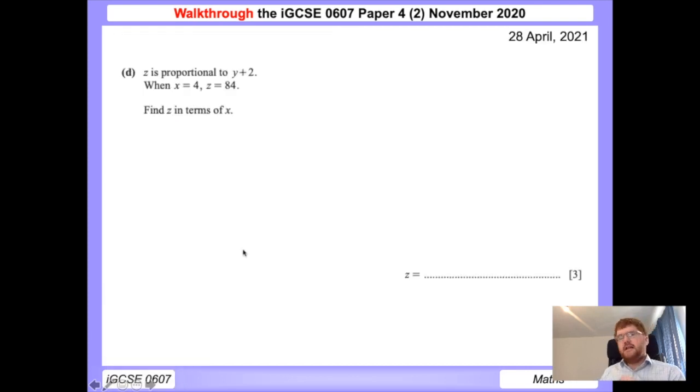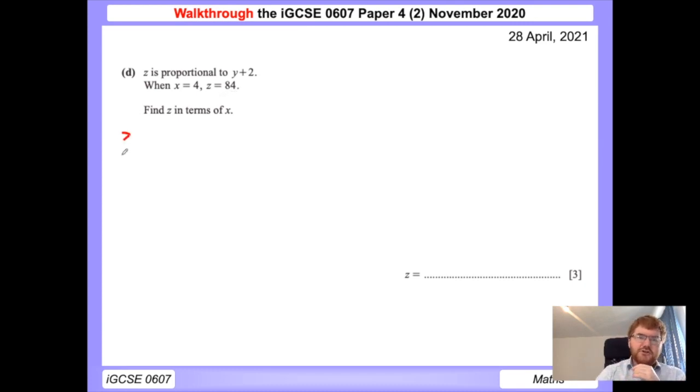Now the last question here is a little bit sneaky. So this time they've introduced a new variable z. So z is proportional to y plus 2. But then they give you the initial conditions in terms of x and z. So I'll show you how we go about this kind of A A star kind of question.